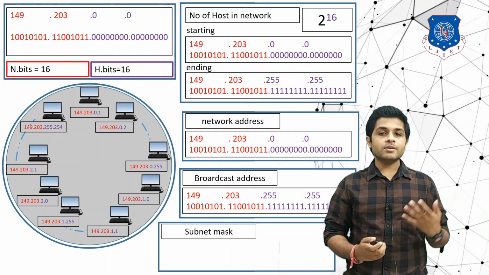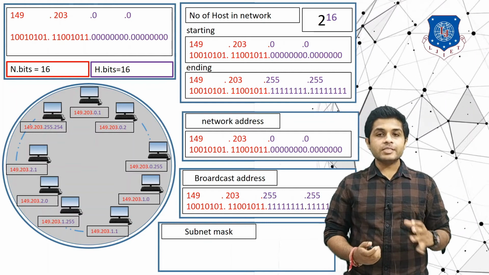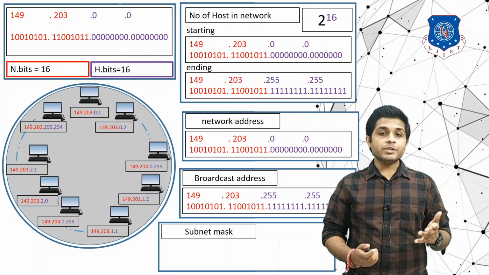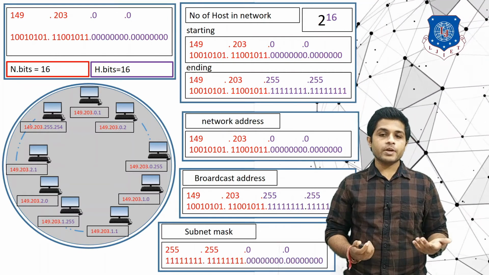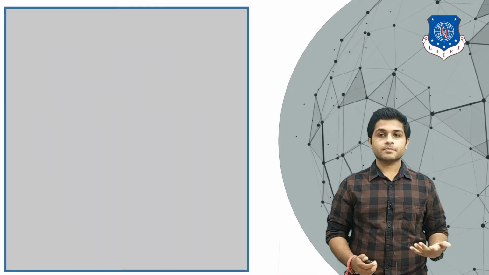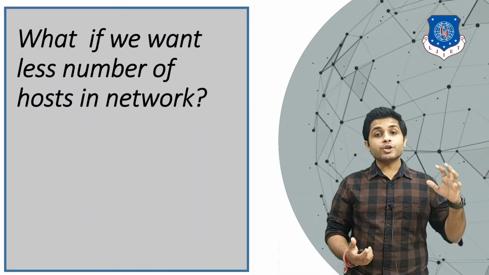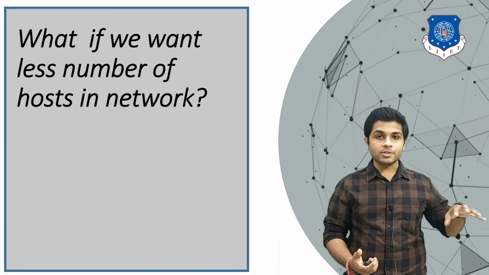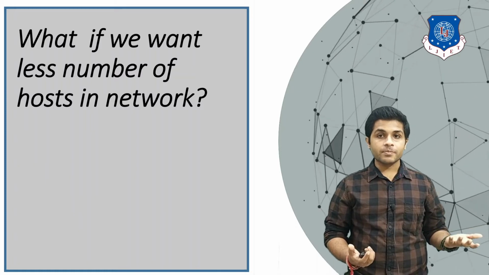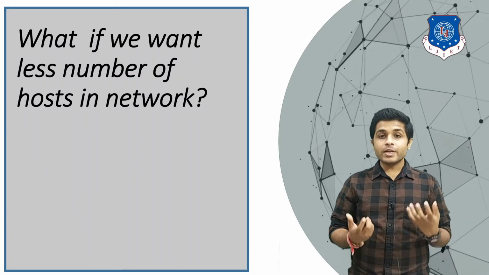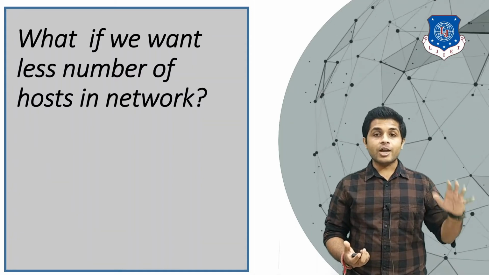Now let's find the value of the subnet mask. To find the value of the subnet mask, we will set all the network bits to 1 and host bits to 0. So you will get 255.255.0.0. Now we just discussed that in class B, there are 2 raised to 16 individual networks possible, and in one network 2 raised to 16 devices can be connected. But suppose I want to create a network which has fewer devices than the allocated number.